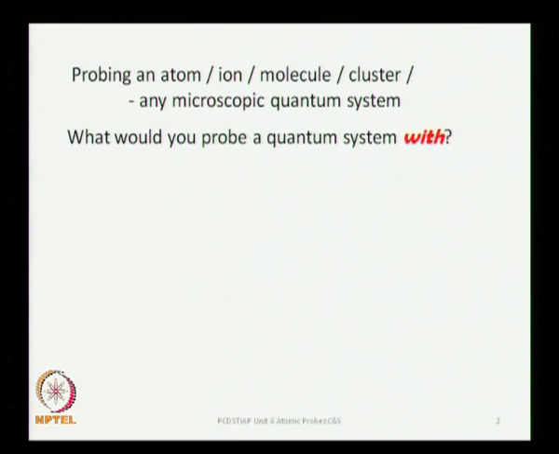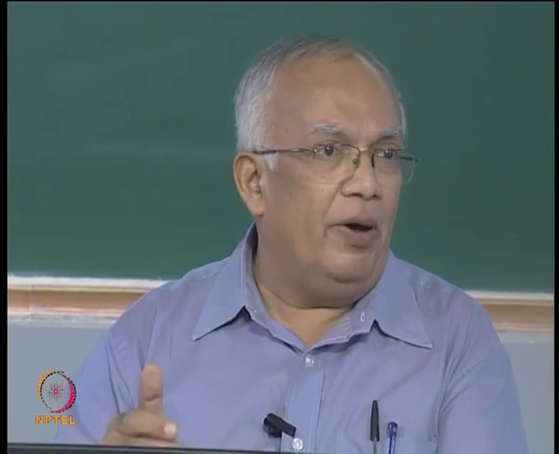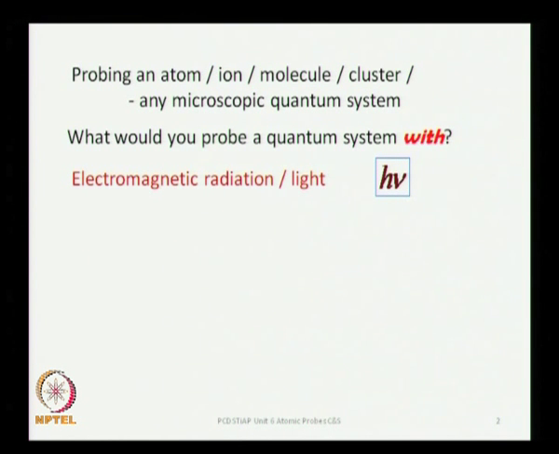Okay? And the techniques that you set up in atomic physics are then used in other areas of condensed matter, because when several atoms come together, 2 or more, you have molecules, and then when more atoms come together, you have clusters and extended condensed matter. So the question is, what do you probe the quantum system with? You need a tool, you need a probe, okay? And that probe can certainly be electromagnetic radiation. You can shine light on it at whatever frequency.